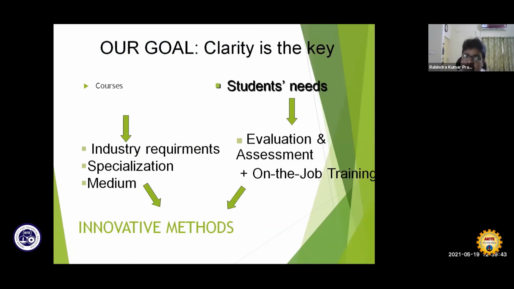So what are the course requirements? Course requirements are not just to teach the theory that is in the book. The teacher has to also tell them what the applications are, what the industry requirements are, what the specialized field is, and what medium should be used. On the other side, the students' needs. How do you know that the students have learned whatever you have taught in the classroom?